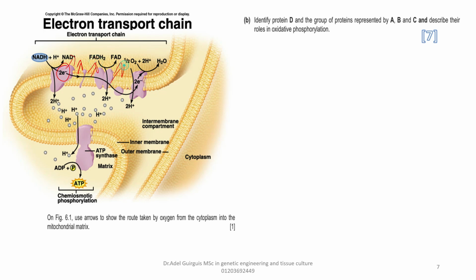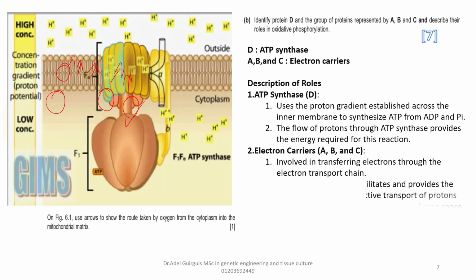Okay, they release energy because they move from a high energy state to a ground state, a lower state. It releases a lot of energy. This energy is harvested and used to pump protons from the matrix towards the intermembrane space. Okay, we need energy.